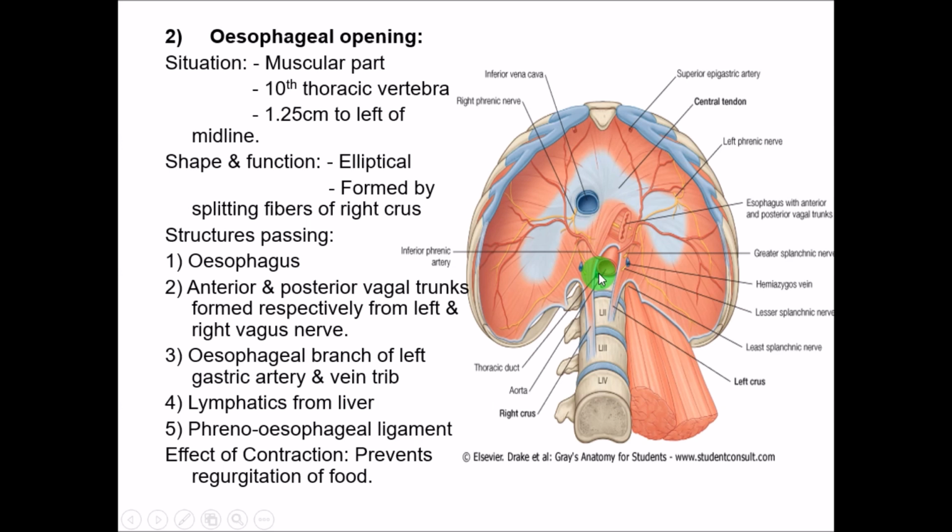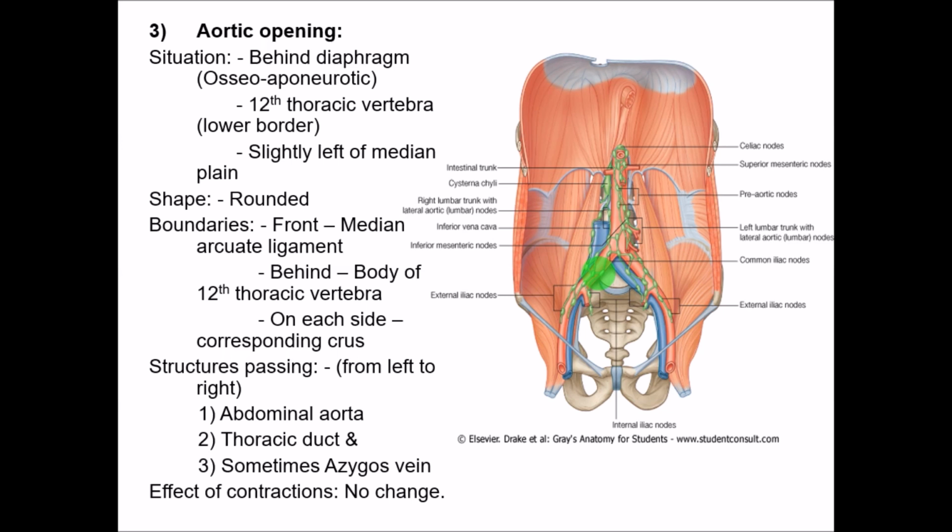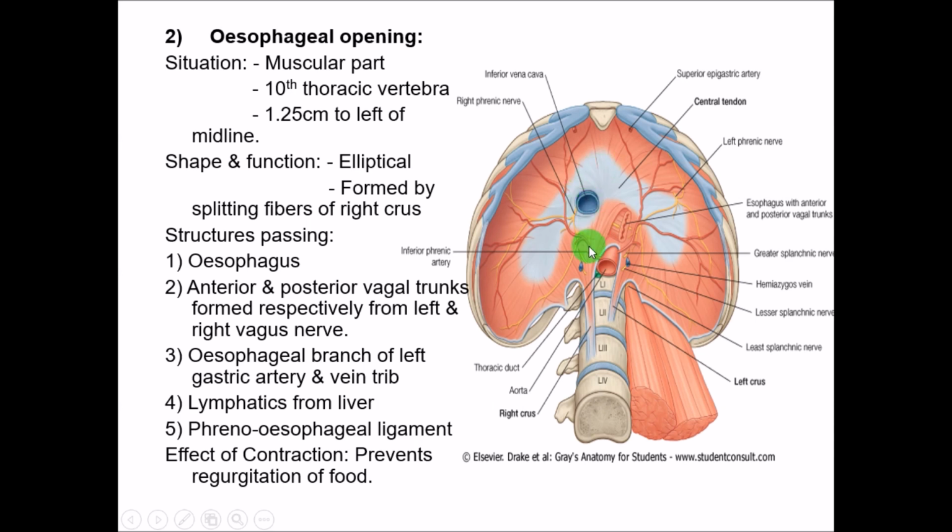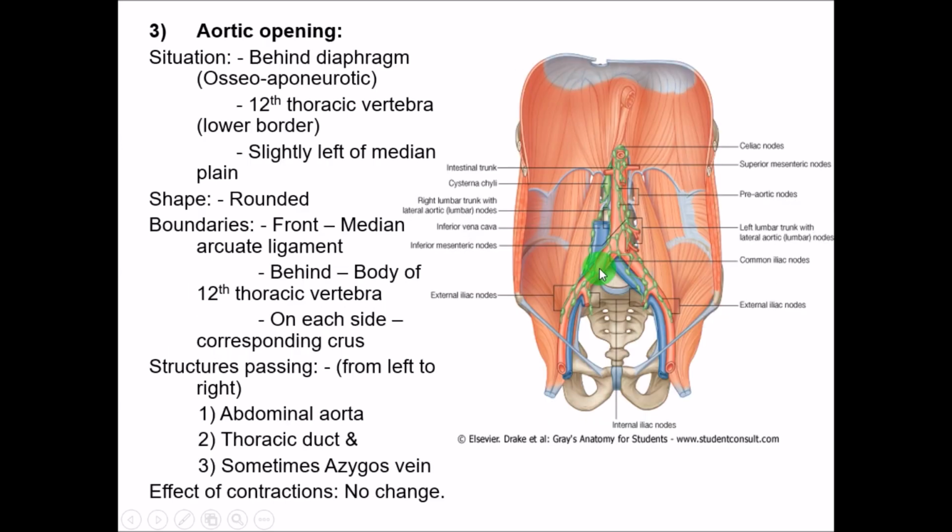This is the main lymphatics which are draining from the abdomen into the thorax through the thoracic duct. So from left to right side, it will be the aorta itself, then we have the thoracic duct, and sometimes even the azygous vein. If you can see in this picture, they have shown the azygous vein. Sometimes it will be piercing the muscle, sometimes it will be directly into this opening. So sometimes the azygous vein also.